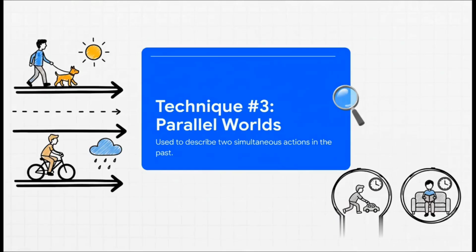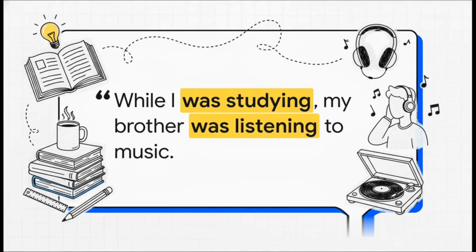Technique number 3 is something I like to call parallel worlds. This is how you show 2 or even more things happening at the very same time. It's perfect for showing a really busy scene or for contrasting what different people are up to. Check this out. We've got 2 completely separate storylines running side by side. I was studying, that's one world, and in another world, at the exact same time, my brother was listening to music. The past continuous lets us see both of these actions happening together.